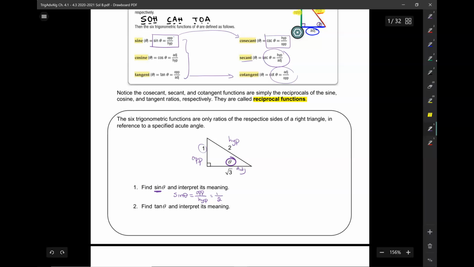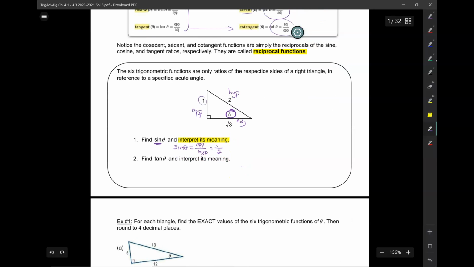As far as interpreting the meaning, sine is the ratio between the opposite and the hypotenuse. So in this case, if the sine is 1/2, that tells us that the opposite side is always 1/2 of the hypotenuse.